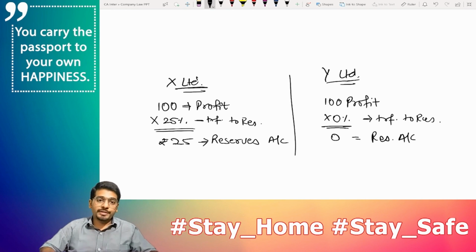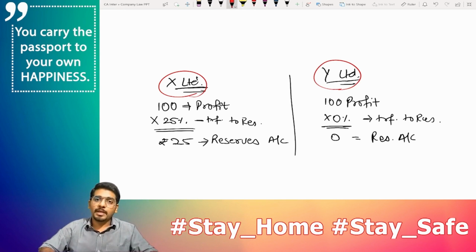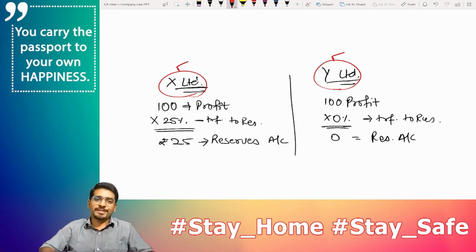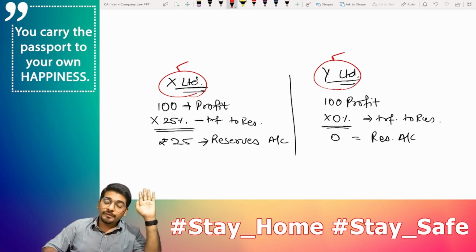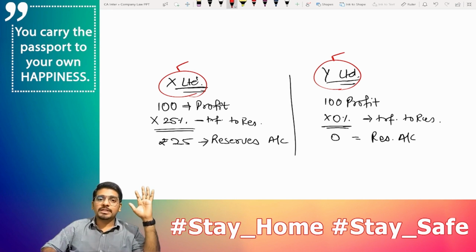Understood? Now the question is, is X Limited right or is Y Limited right? The lawmaker says X Limited is right and Y Limited also is right. Why? Because as per the provisions of the Companies Act 1956, the old one, it was compulsory to transfer a certain amount of profits to reserves, no doubt about that.